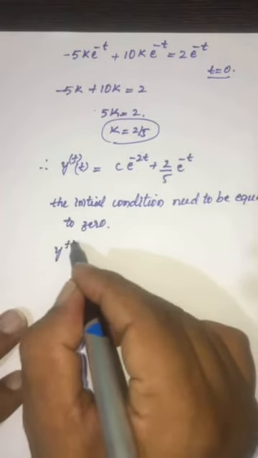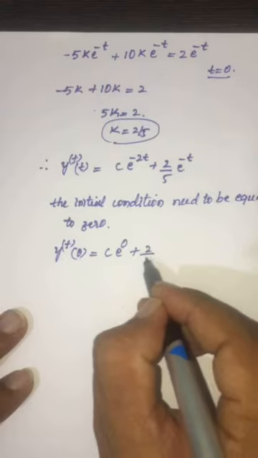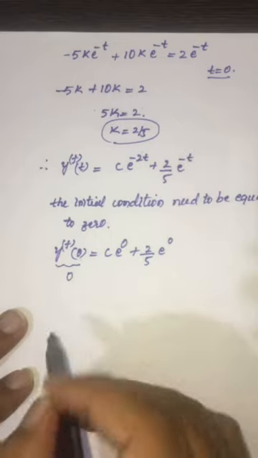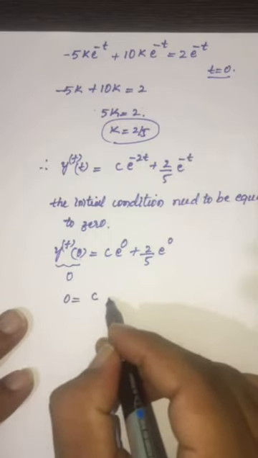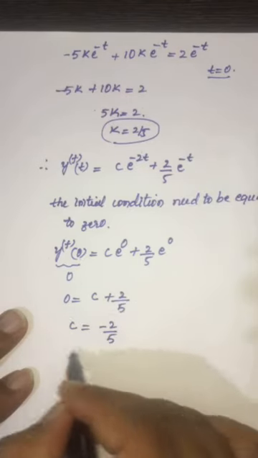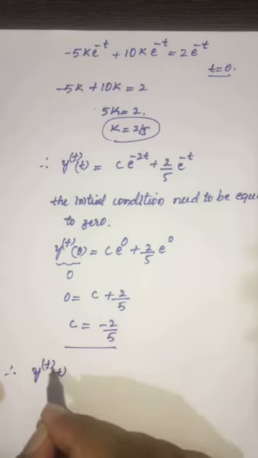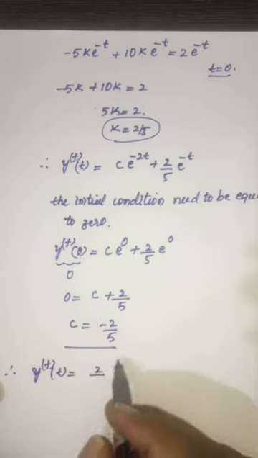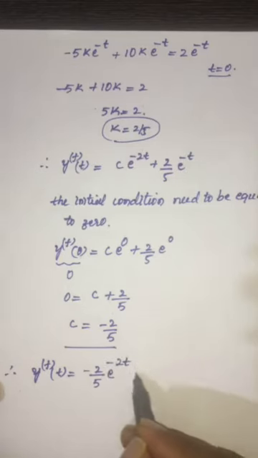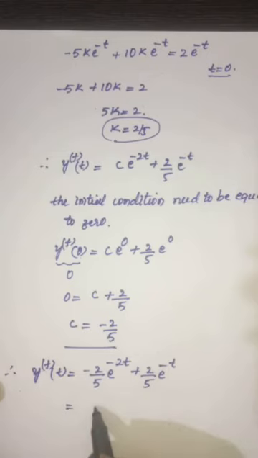Therefore, y to the power of f of 0 is equal to c e to the power of 0 plus 2 by 5 e to the power of 0. The initial condition is obviously 0 because we are making it 0, so 0 is equal to c plus 2 by 5. Therefore, c is minus 2 by 5. So the forced response y to the power of f of t is equal to minus 2 by 5 e to the power of minus 2t plus 2 by 5 into e to the power of minus t. Now I can take out 2 by 5 as a common factor.